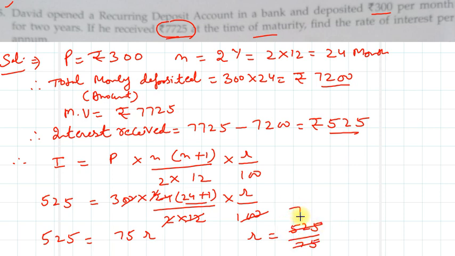75 7 ja 525. So 7% per annum, right? So this is our answer. Let us move on to question number 6.